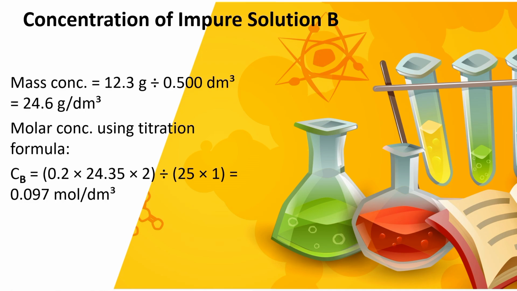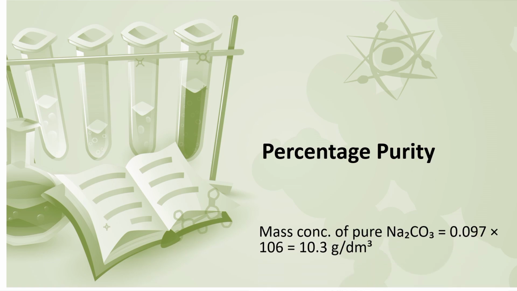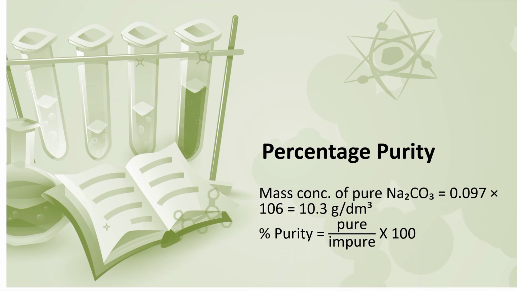5. Calculating the percentage purity. If you find the mass concentration of this 0.097 moles per dm cube, which is 0.097 times 106, the molar mass, you have 10.3 g per dm cube, divided by the previous value which is 24.6 gram per dm cube. Then multiply it by 100, you have 42.3%. Recall: mass concentration of the pure over mass concentration of the impure salt times 100 is the percentage purity.